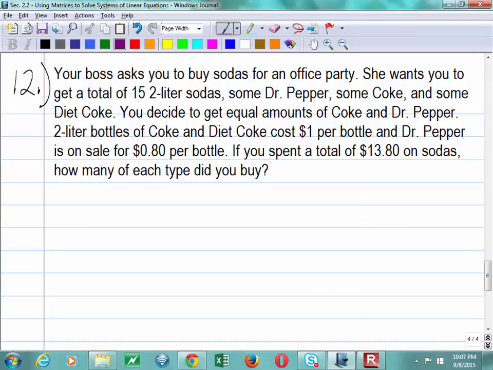Okay, so now we're going to look at an application problem. Similar to some of the application problems we did on the last section, but I'm going to try to actually solve this one with the Gauss-Jordan method just to show you how that would look.